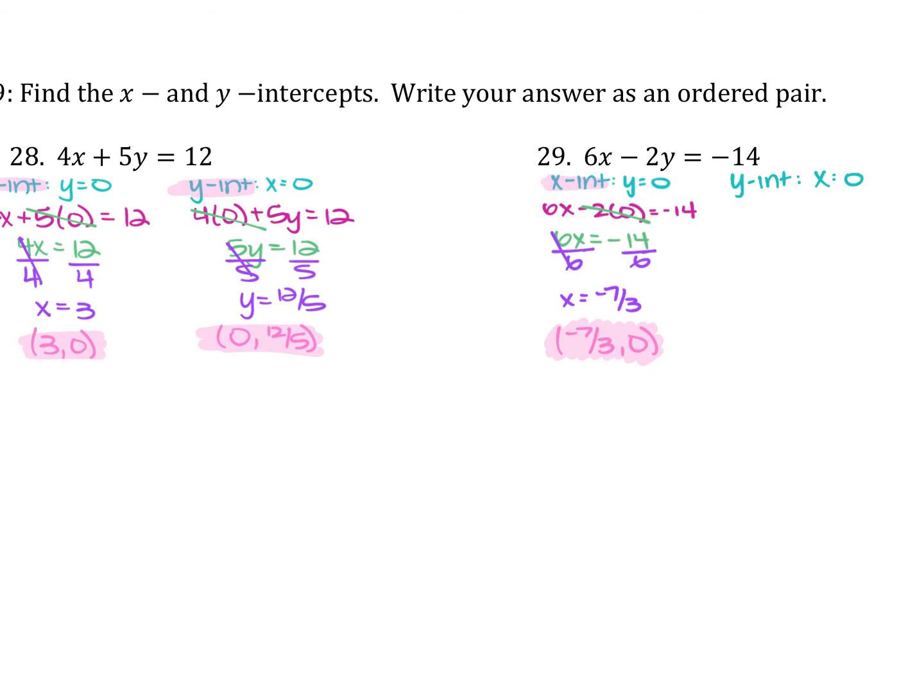So this is going to give us 6 times 0 minus 2y is equal to negative 14. The 6 times 0 cancels out, so we have negative 2y is equal to negative 14. Divide each side by the negative 2, and you get that y is 7. So that's the ordered pair for your y-intercept as 0, 7.